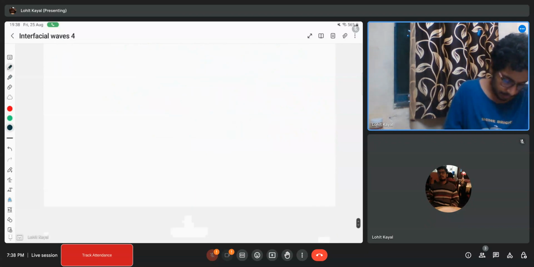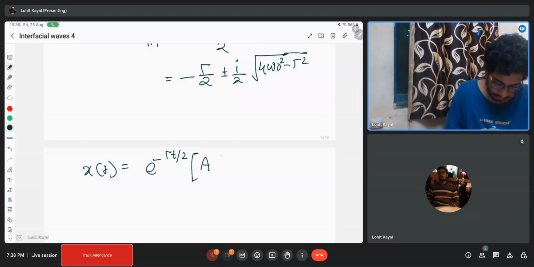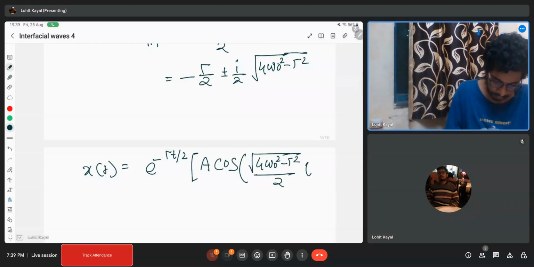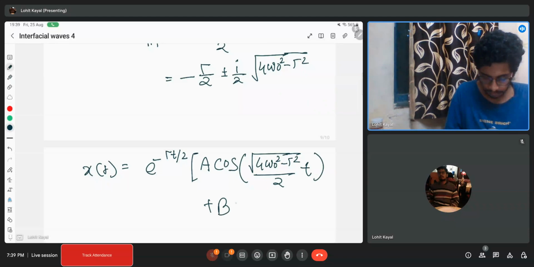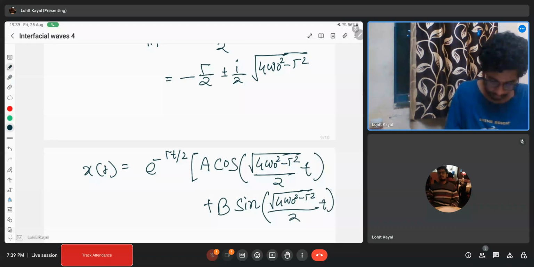So what is the general solution for the complementary function? It will be x of t equal to e to the power minus gamma t by 2 times a cos of square root of 4 omega naught square minus gamma square by 2 t plus b sine of square root of 4 omega naught square minus gamma square by 2 t.